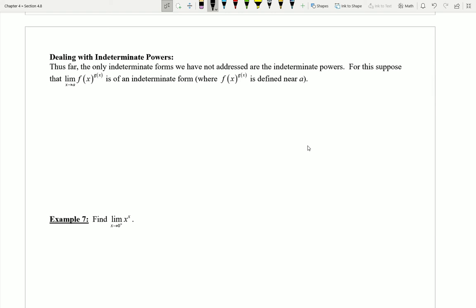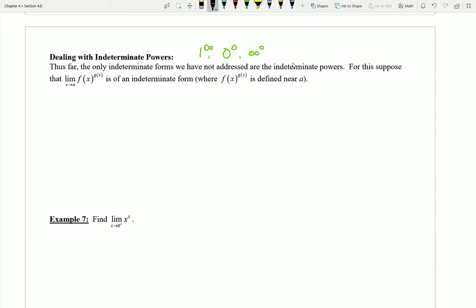So far in the previous videos, we've covered 4 of the 7 indeterminate forms that were shown in the very first page of these notes. And all of the remaining indeterminate forms looked like either 1 to the infinity, 0 to the 0, or infinity to the 0. We refer to these as indeterminate powers, since they deal with having bases raised to a power. Thus far we haven't really addressed any of these in the previous examples.